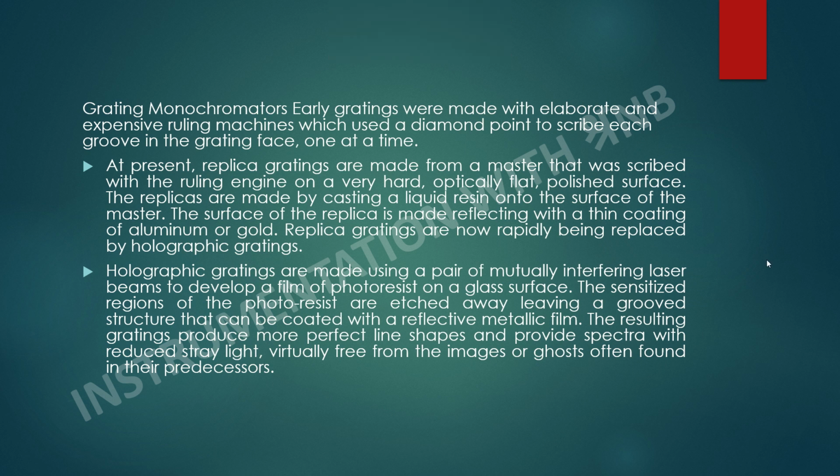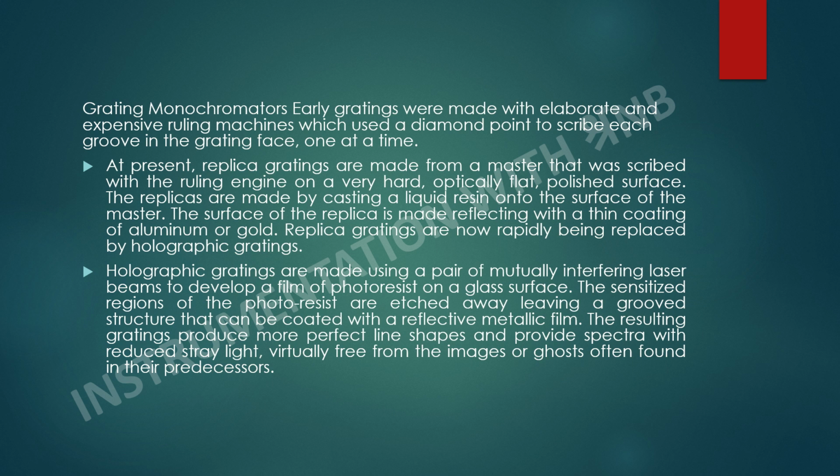There is an optically flat and polished surface known as the master. The replicas are made by casting: the liquid resin is cast onto the master, and then these replicas are coated with aluminium or gold in order to make the replica reflecting.